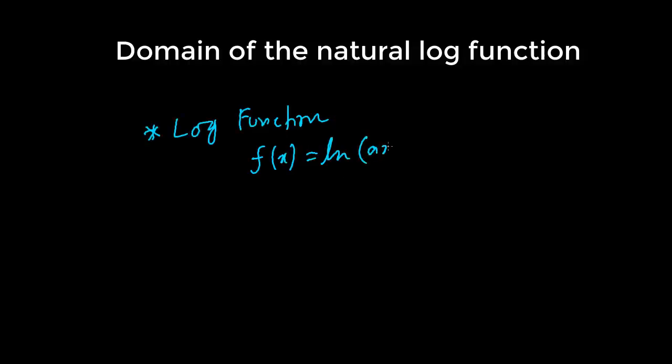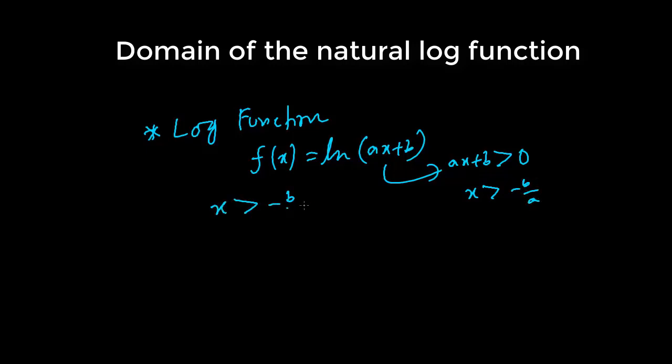So if we have ax plus b in a logarithmic function, what is not allowed is that it be 0 or negative. It can only be positive. That means ax plus b can only be greater than 0, only positive. If we solve the inequality, this turns out to be minus b by a. So the domain is going to be x greater than minus b by a.